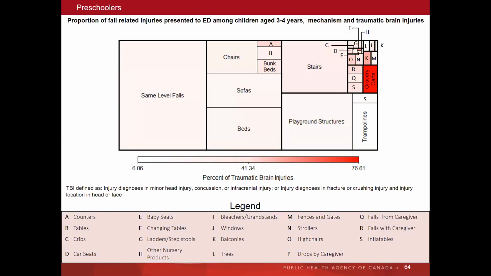Because they are learning to break their falls with their limbs and their proportions are becoming more normalized, we're not seeing such a high degree of TBIs as with the younger age groups, with the exception being grocery carts. Although in the next couple of slides, I do want to focus on this little box over here, and that's falls off trees.